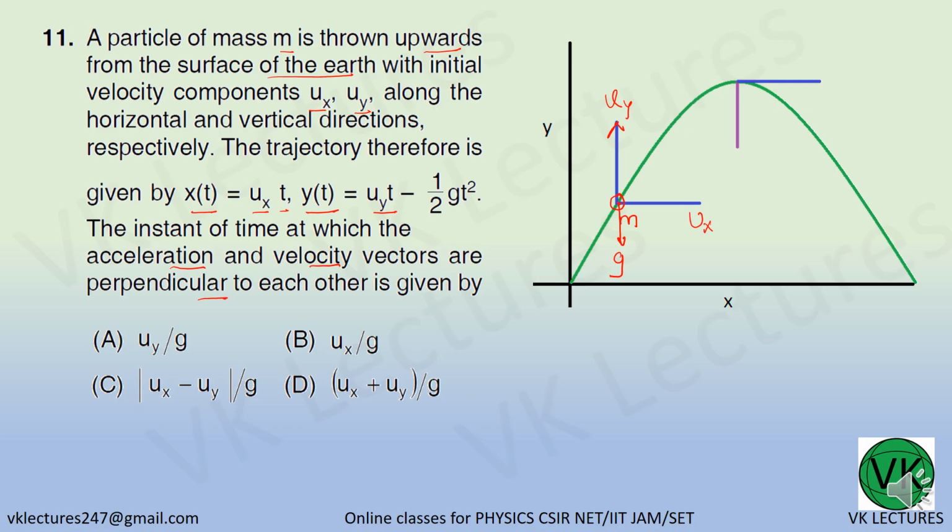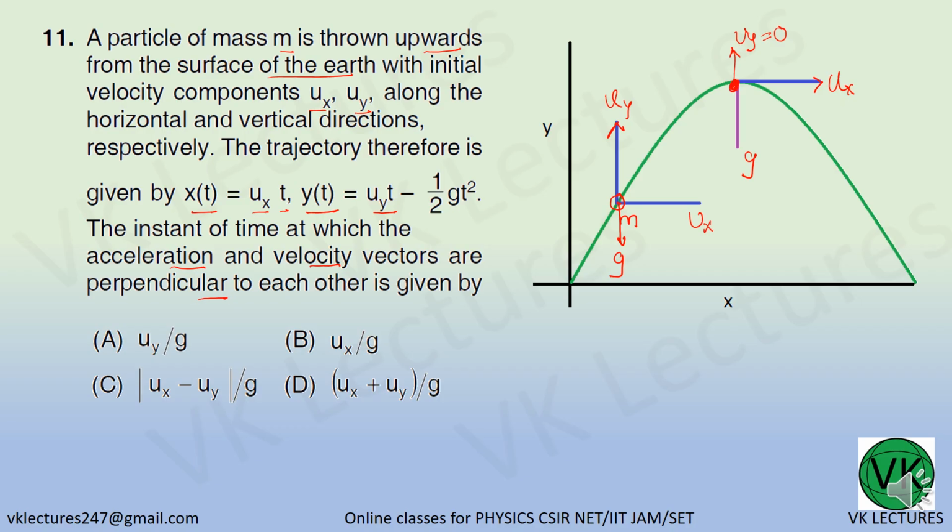Now we have to find a point where this g and the velocity of the particle are perpendicular to each other. Now look at this highest point. At this highest point you do not have a component of uy, you have uy equal to 0 here. So gravity is always downward, and the only velocity you have is ux, that means velocity along the x direction. So this is the point that we required.